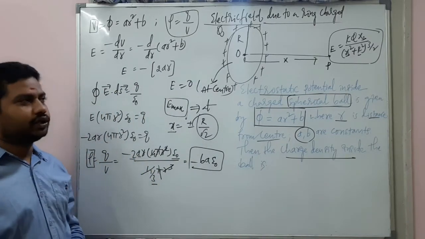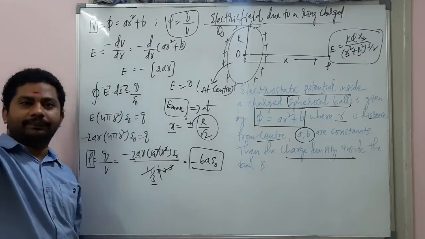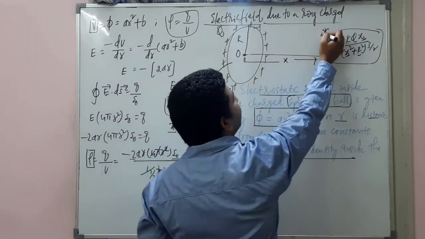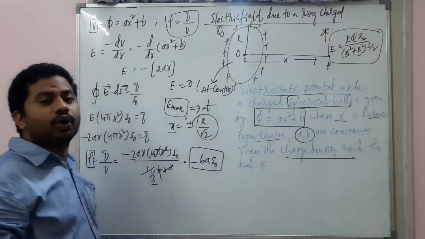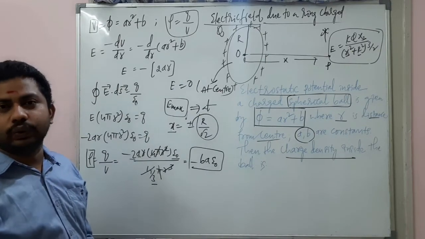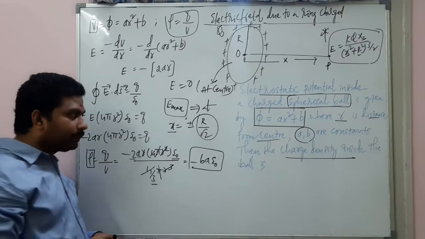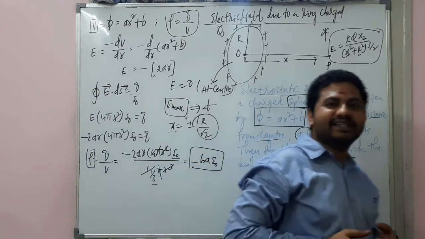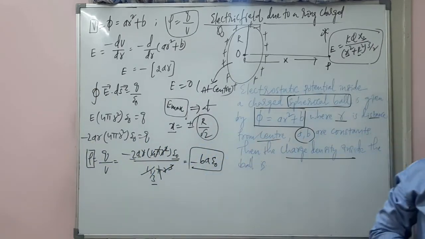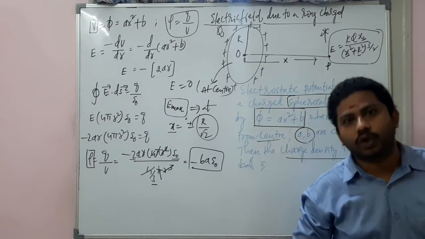You remember this one. At this x position, if you put r by root 2, it is easy. You can do that. This is how electrostatics 1 is finished, so the electric charges and fields concept is done.